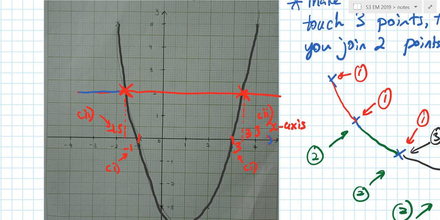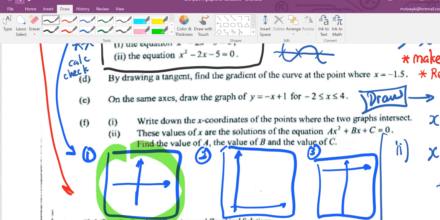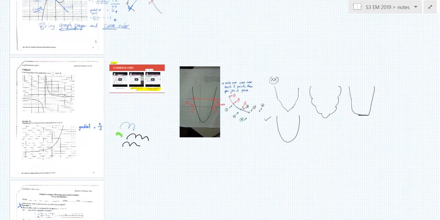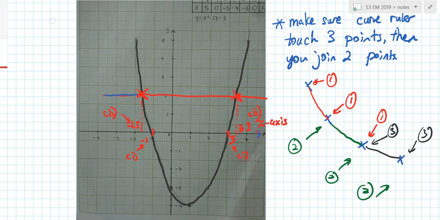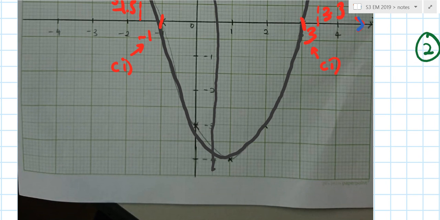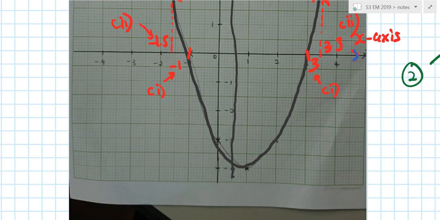What happened? Black, I take black. 0.5 is here. Draw a line. X is 0.5. So vertical line. Draw straight. Wait. What does the question say? Find the value, is it?